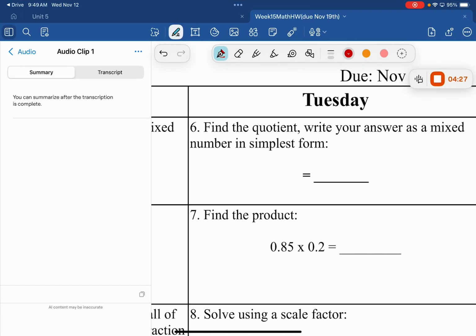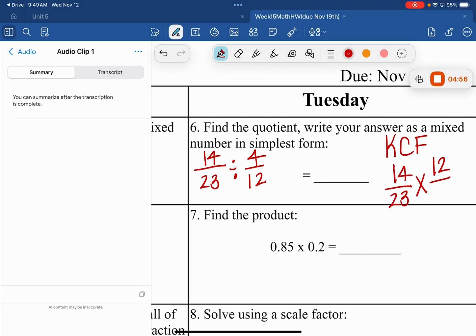Find the quotient. Oh, this must be another missing one for me. Find the quotient, write your answer as a mixed number. Write it in simplest form. So you have 14 23rds divided by 4 12ths. So you're going to do keep, change, flip it to its reciprocal. So you'd keep the first one, change the sign, change 4 12ths into its reciprocal, which is now 12 fourths. And then you can either simplify diagonally, or you can simplify at the end, but you're multiplying across.